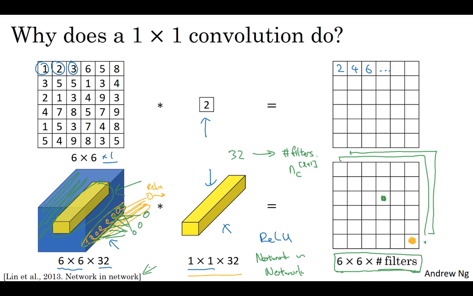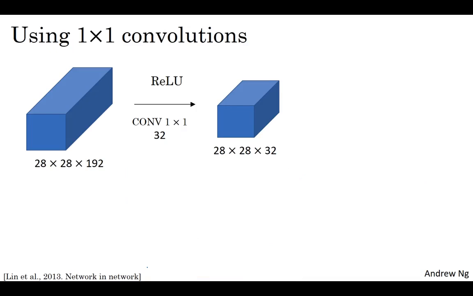But to give you an example of where a 1x1 convolution is useful, here's something you could do with it. Let's say you have a 28 by 28 by 192 volume. If you want to shrink the height and width, you can use a pooling layer, so we know how to do that. But what if the number of channels has gotten too big and you want to shrink that? How do you shrink it to a 28 by 28 by 32 dimensional volume?